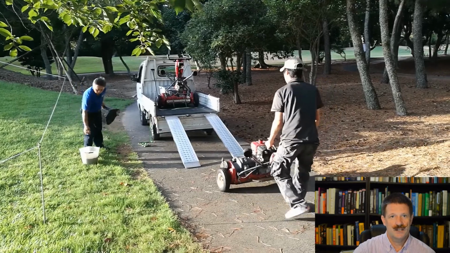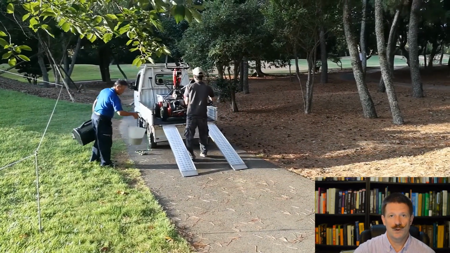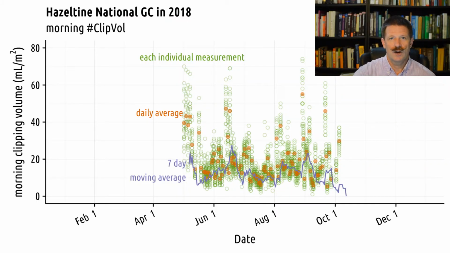This is really useful. These data are tremendously useful over the course of a year. You can see when you have the best conditions, when you have the best playability, and what the clipping volume is, how much the grass is growing at those times of year. You can then try to achieve that and adjust it if you're not achieving the results that you want.